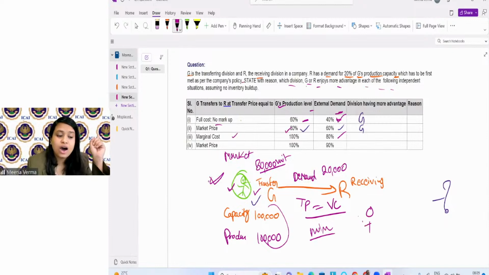In this scenario, R will enjoy, because he got something at a very low price. Cheap, he got something at a very low price. So now R will enjoy.